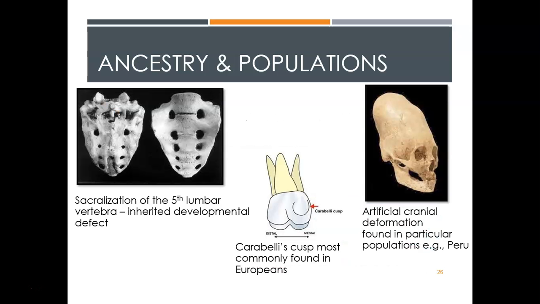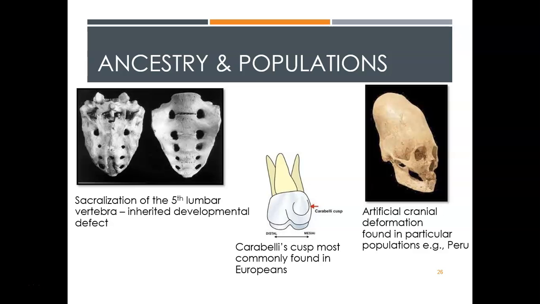We can also look at, again, this idea of which population individuals belong to, and this is because populations that breed with each other have shared traits, and some populations can accumulate these traits that can be visible on the human skeleton. So for example, many European populations have high frequencies of what's called Carabelli's cusp, which is an additional cusp that forms on the molars. Other populations can see increased rates of sacralization of the fifth lumbar vertebrae.